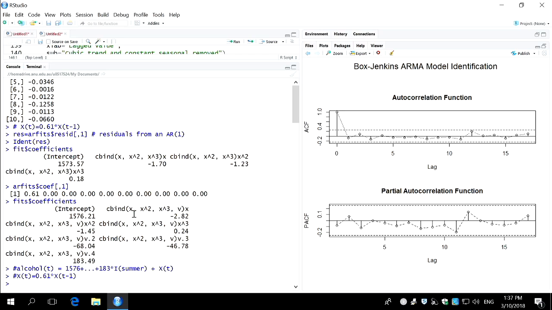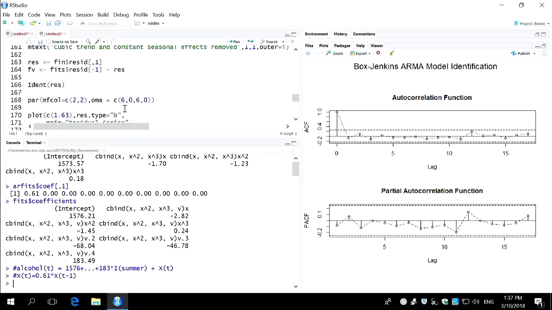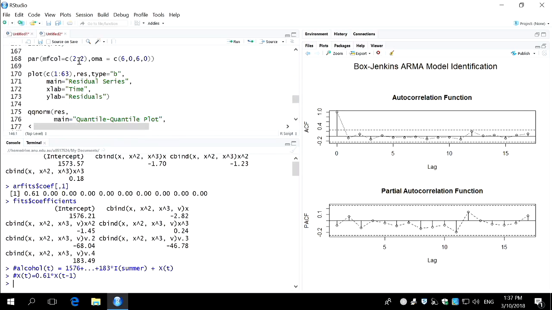Now, the very last thing you do is you've got now a noise process, which is these residuals, okay? And then you produce all of the usual residual plots that you do when you've got residuals from a model fit. Okay, so let's have a look at that.